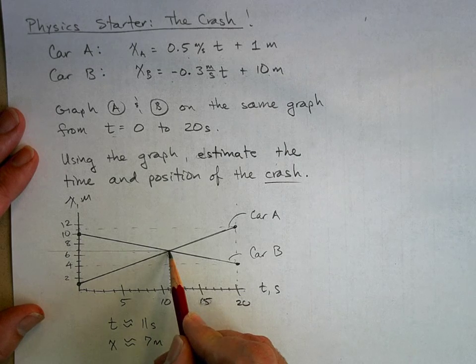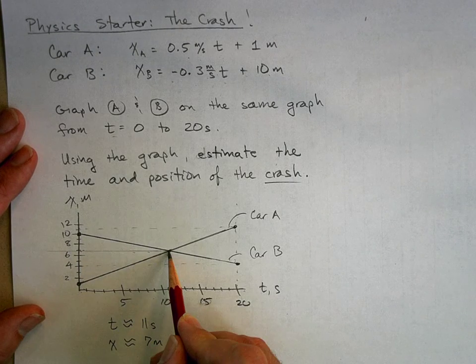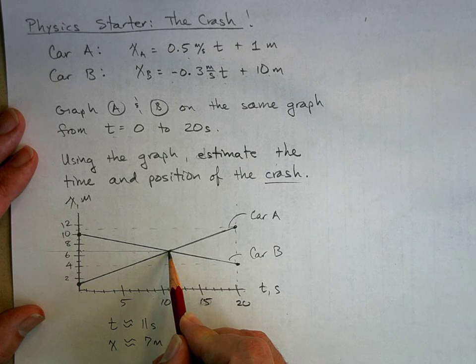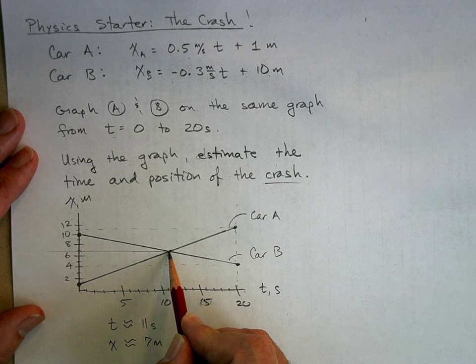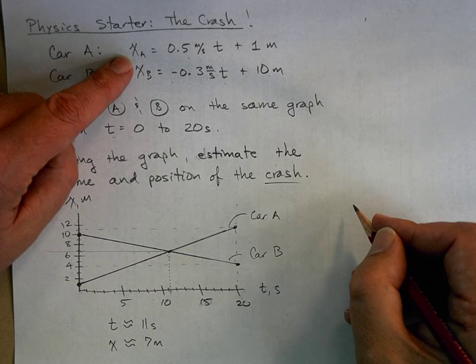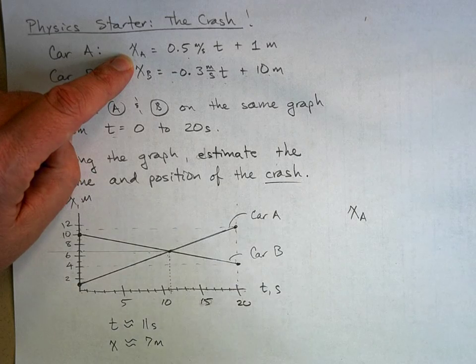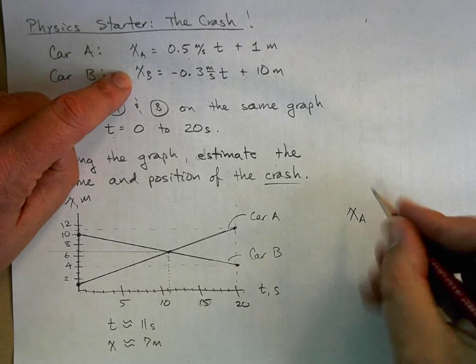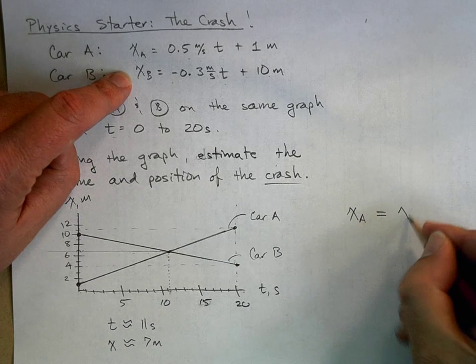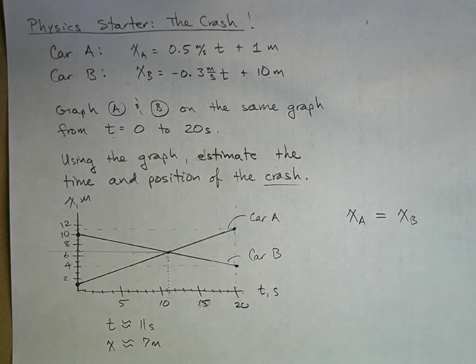Well, look right here. Do you see that the position of A and the position of B are the same when they are colliding? That's what a collision is, when you're trying to be at the same place at the same time. So this is the position of car A. If they are colliding, the position of car A is the same as the position of car B. Do you agree with that logic? Yes. Right? You're at the same place at the same time.